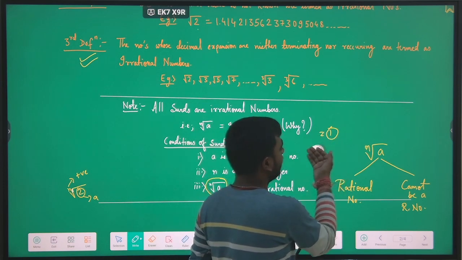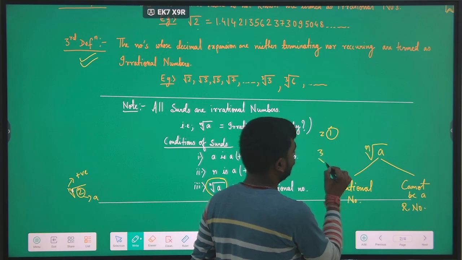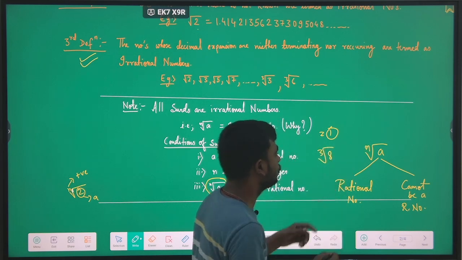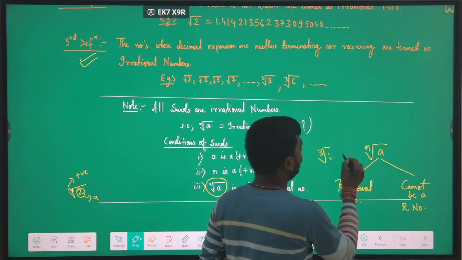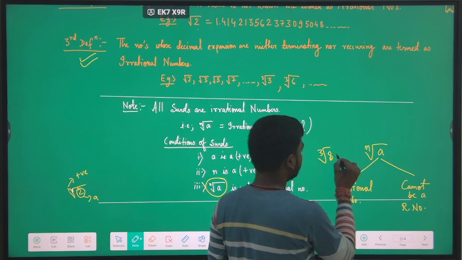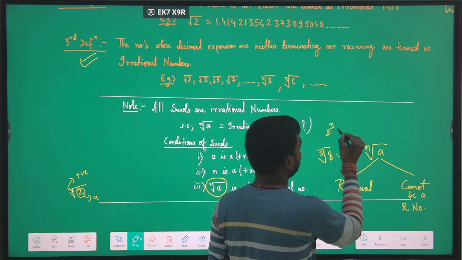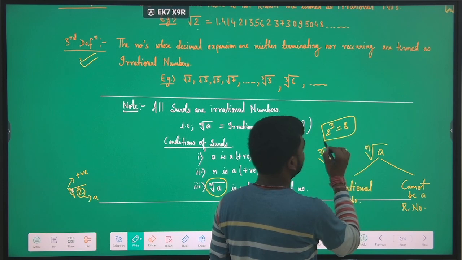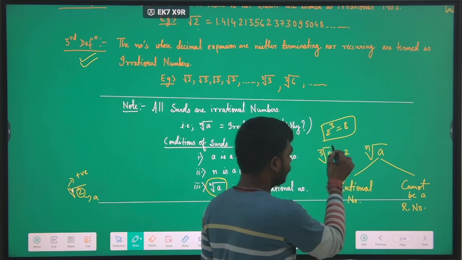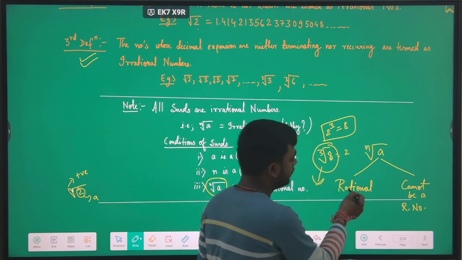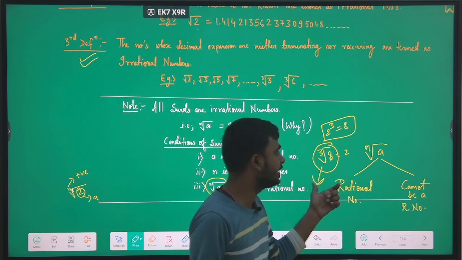Let us suppose we are going to find out the cube root of 8. So what will the cube root of 8 be? It will be 2, because 2 to the power 3 is 8. So through this, the cube root of 8 is a rational number. Okay, so you are getting the facts.